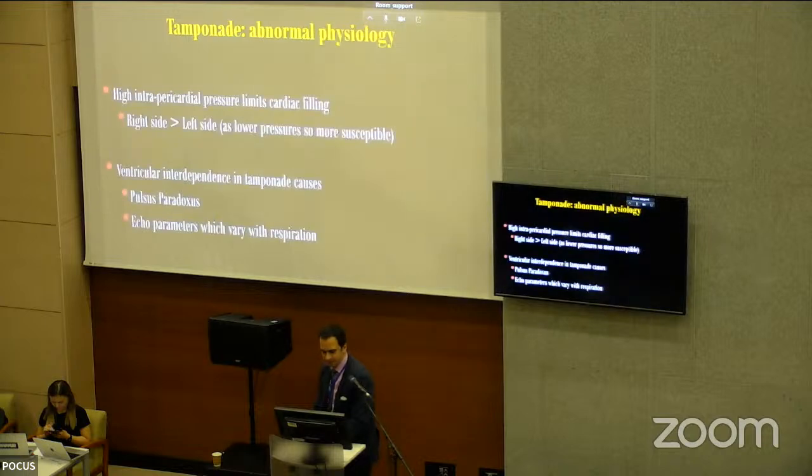Great. So we mentioned about the pressures. So it starts with the right side and then goes to the left if the pressure continues to rise. When do you think you will have collapse of the left heart chambers first before the right in cardiac tamponade?